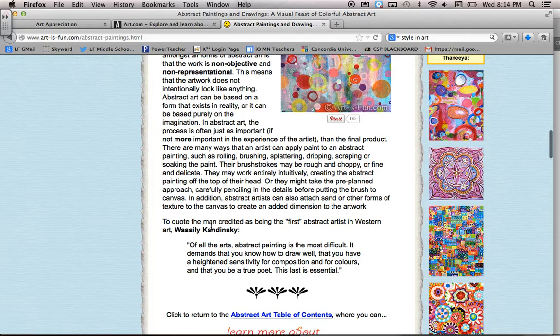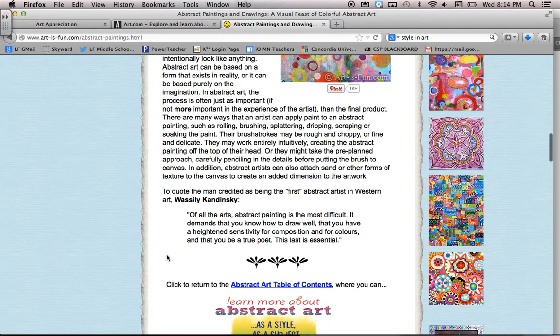Another artist, Wassily Kandinsky, wrote, "Of all the arts, abstract painting is the most difficult. It demands that you know how to draw well, that you have a heightened sensitivity for composition and for colors, and that you be a true poet. This last is essential." That links back to how it's not as easy as people may think.